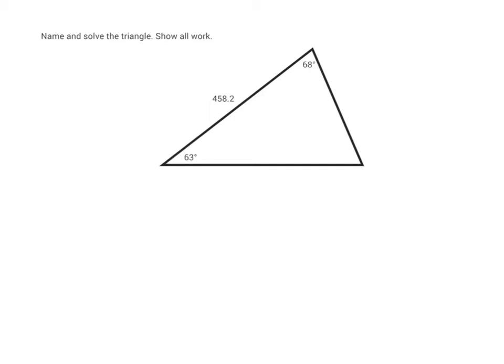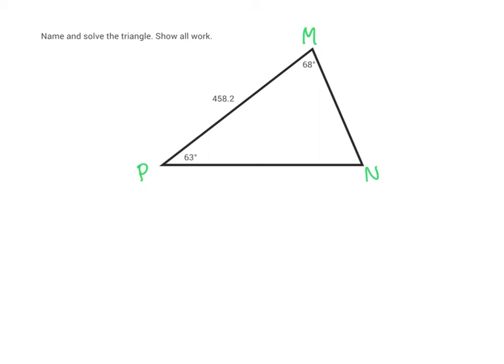All right, next triangle. We have our 68 degrees here. We have 63 degrees, 458.2 here. We need to know this angle and these two sides. Name and solve the triangle. Well, let's name it. Okay, let's go M. Let's say N. I don't like to use O because it looks too much like a zero, so we'll do P.